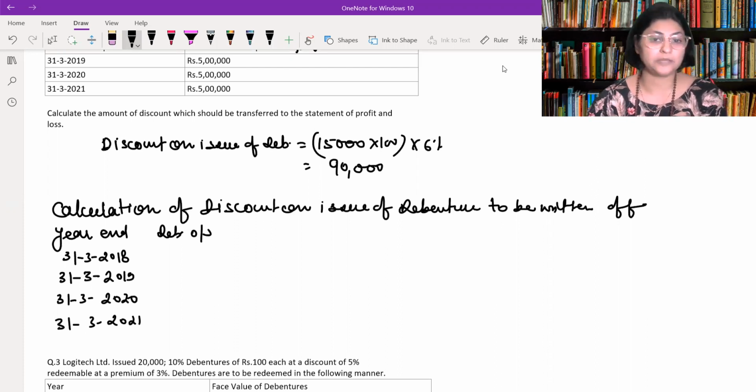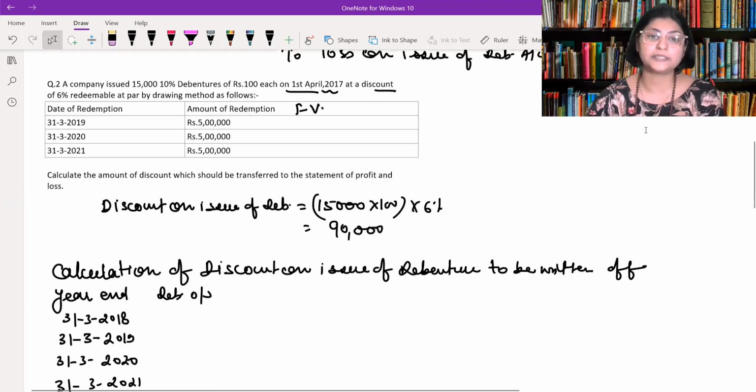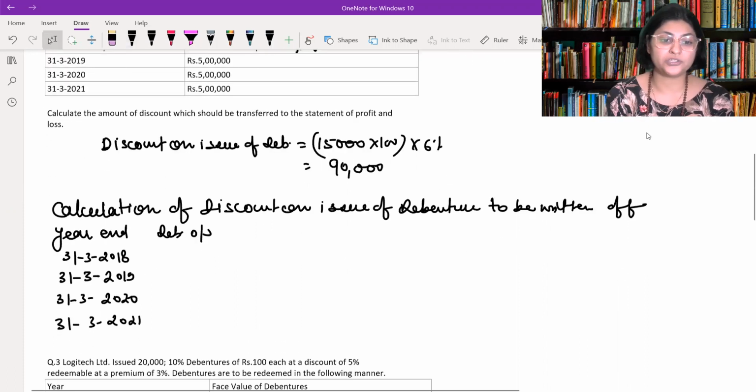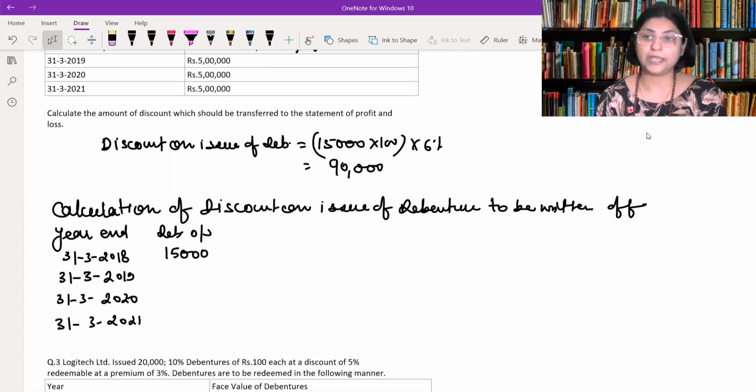So in the first year, because no redemption took place in the first year, my whole 15,000 debentures are outstanding, and 15,000 is the number of debentures. When I multiply it with 100, it will become 15 lakh. In the second year, no debentures are redeemed, meaning debentures are redeemed at the end of the second year.